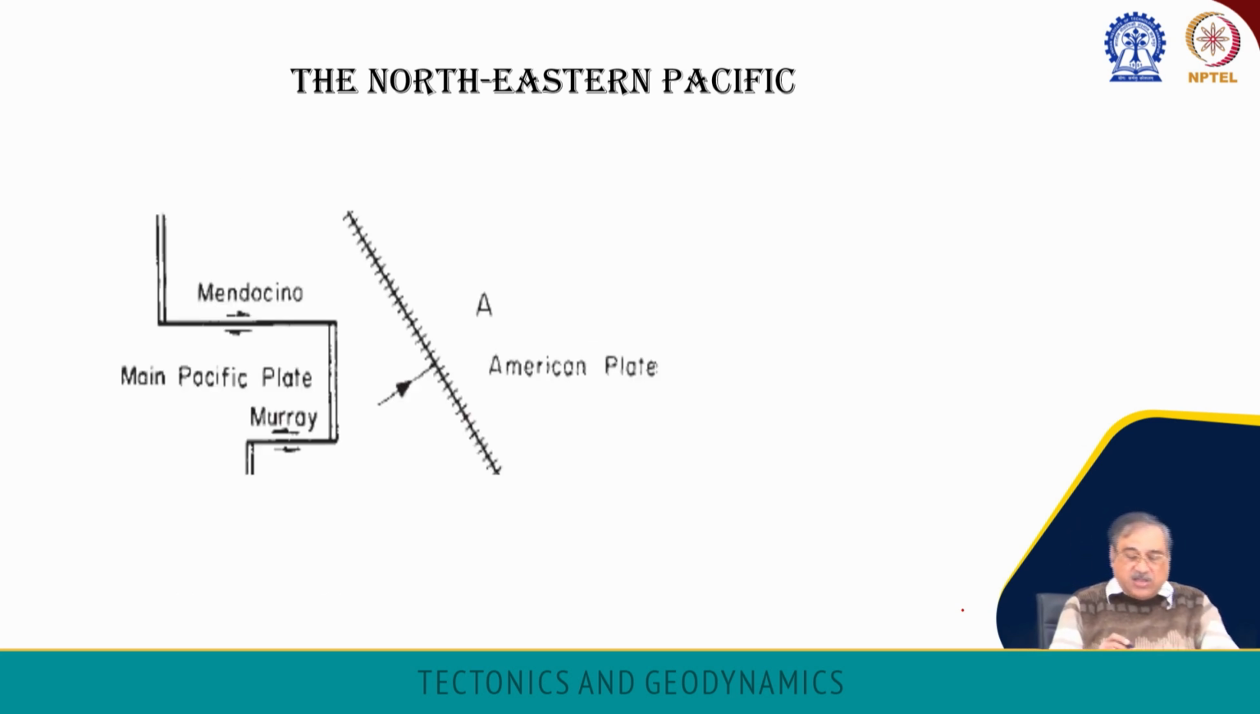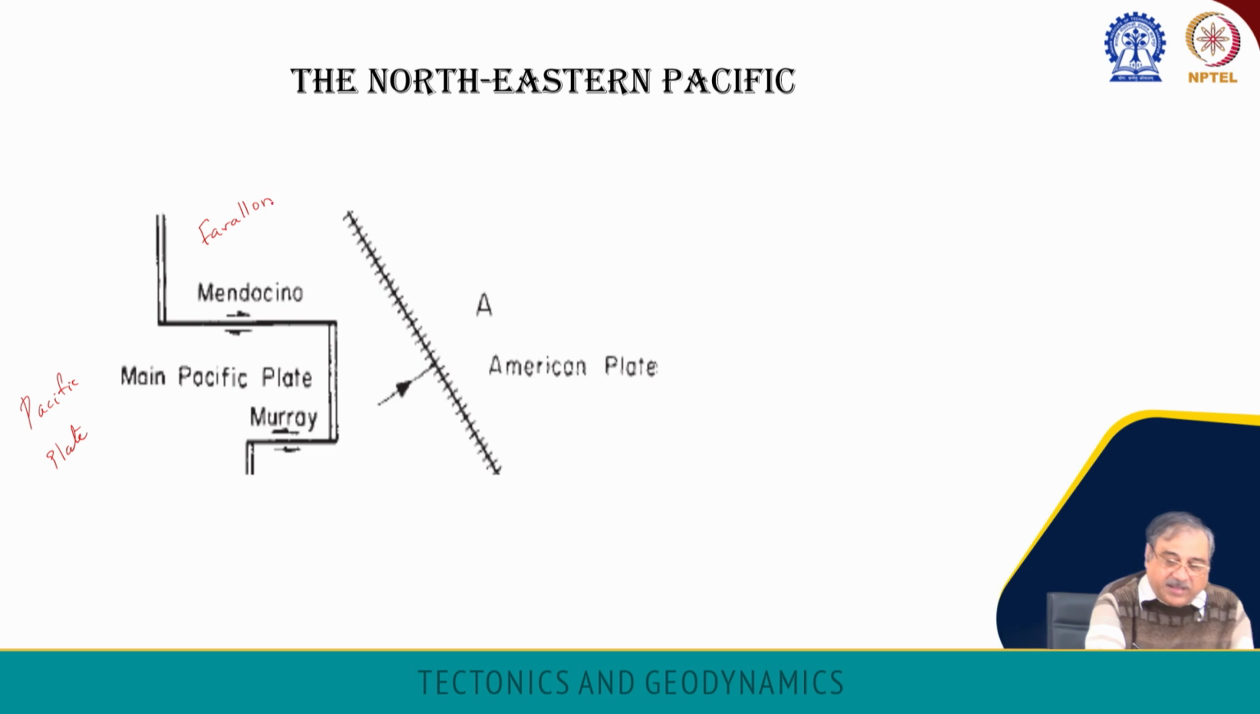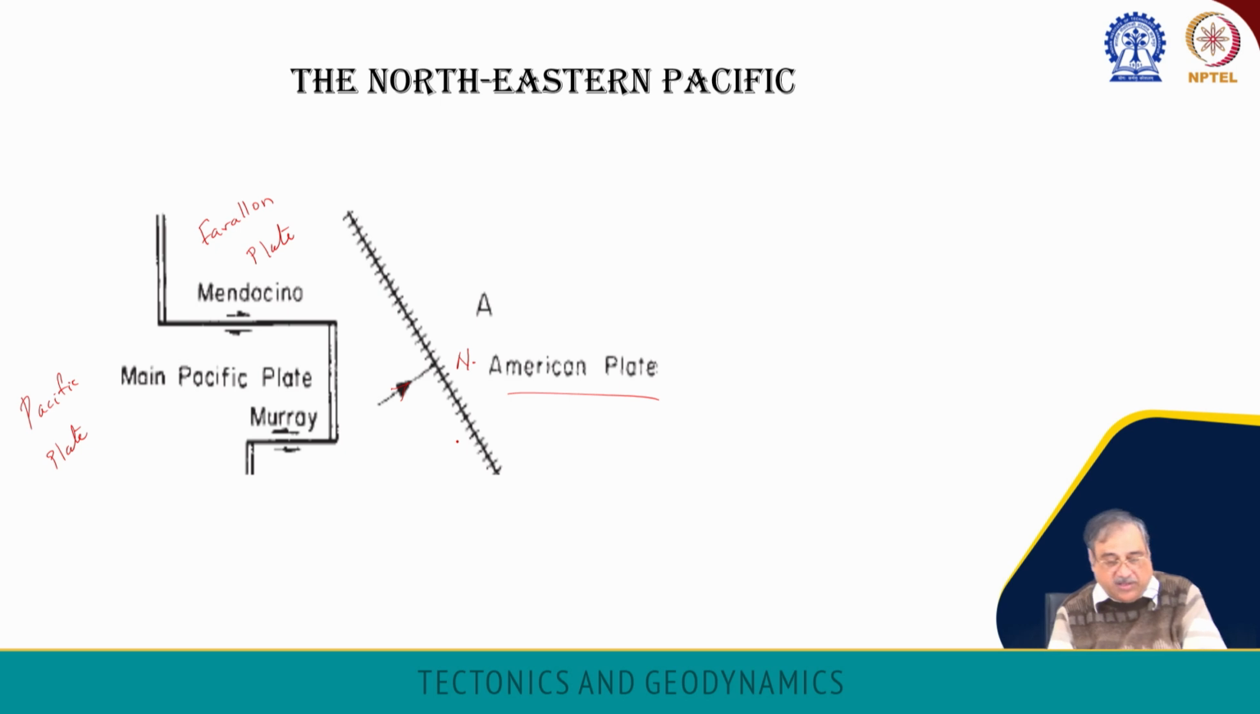Now, let's think of this particular type of geometry. Let's say this is a part where you had the Pacific Plate here. This would be the Farallon Plate, and this is my North American Plate, as it's called now. Now, the Farallon Plate was subducting below the North American Plate. It was orthogonal subduction, so the convergence was orthogonal.